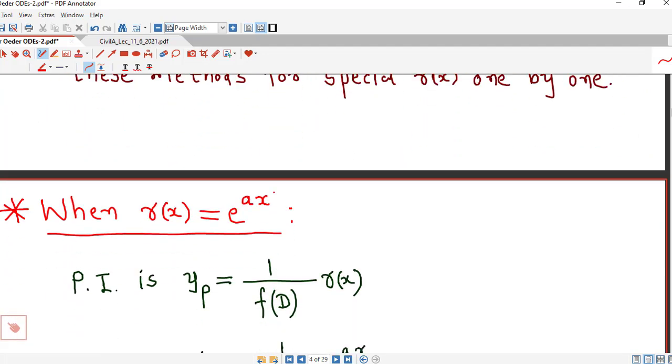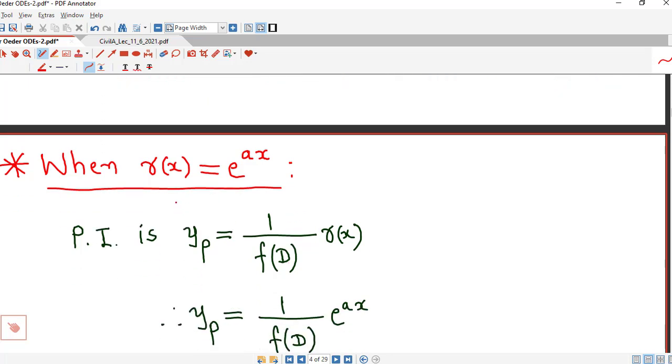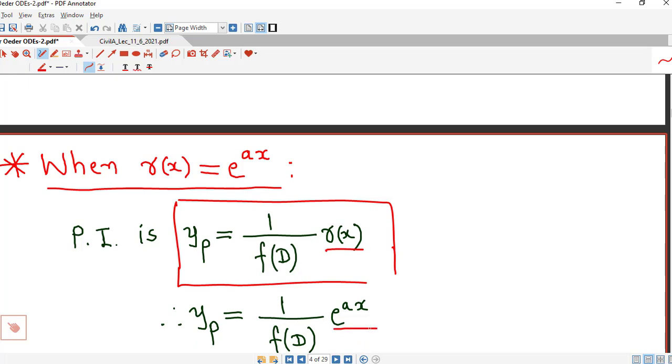So suppose the right hand side is an exponential function, say e raised to ax, where a is a constant. Then to find the particular integral, we will start with this formula. We know that this is a particular solution of the given equation, which we denote by y suffix p. So we have this formula: yp equal to 1 over f of D times r(x), and here r(x) is the exponential function e raised to ax. So if our right hand side is an exponential function, then we will remember that we will put D equal to a, where a is the coefficient of x in this exponential function.